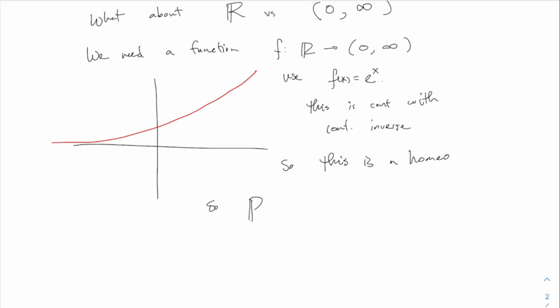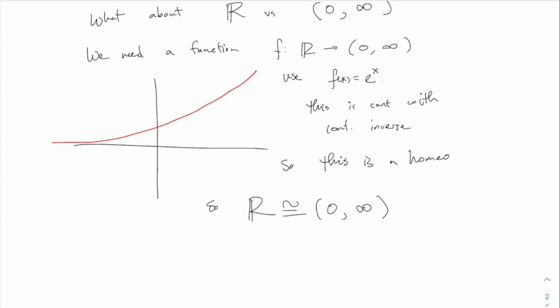So that means R is equivalent to any interval with an infinity on the top. You can also make one which gives you only negatives. If I wanted to get only the negatives, I could do that same function, but down here. That would be negative e to the x. It's the same as that, but all negative.